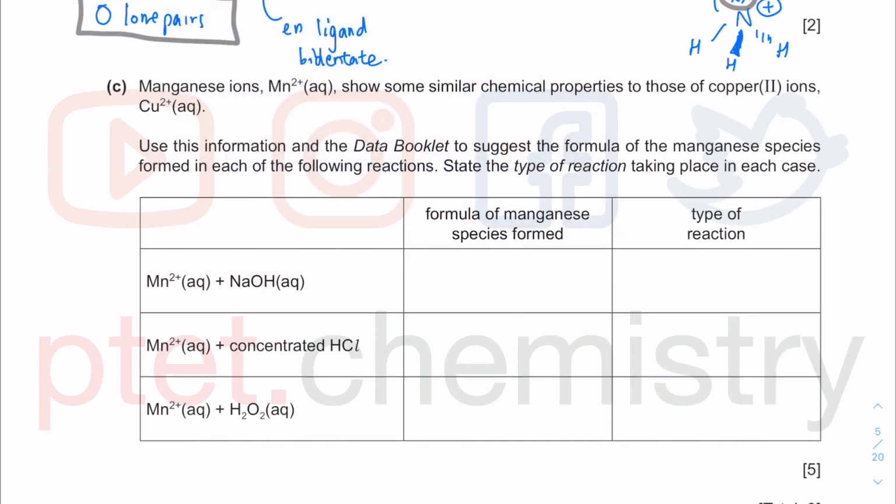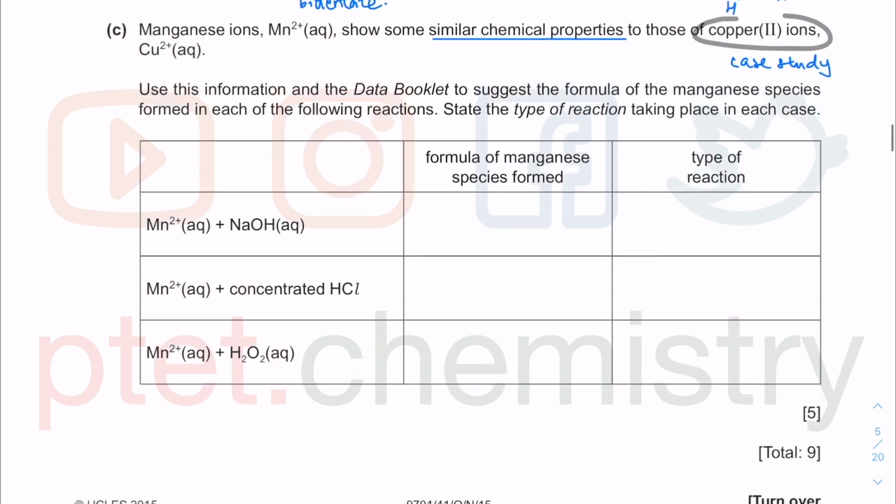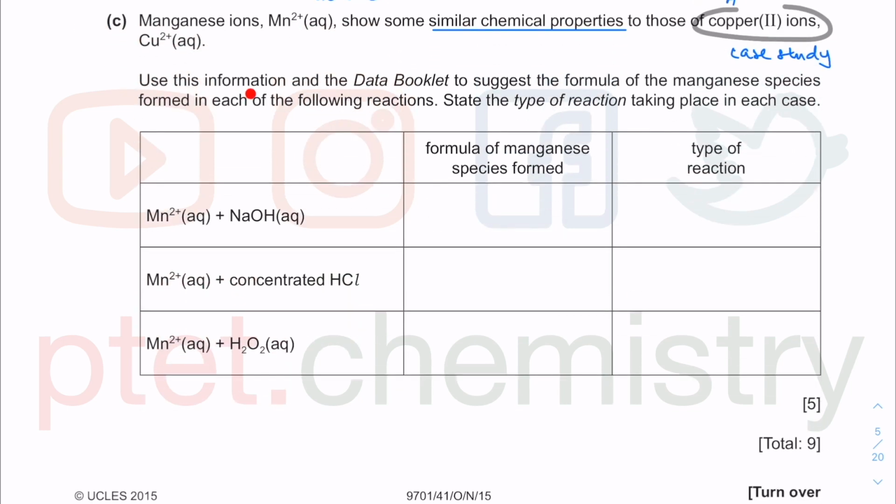Part C, the very last bit of this 9-mark question. So we have manganese ions that can show similar chemical properties to those of copper-2. So copper-2 is your case study. As you know, reaction with hydroxide, reaction with ammonia, what else? Reaction with ammonia, hydroxide, and chloride as well. So what we have here is: use this information and the data booklet, suggest the formula of the manganese species formed in each of the reactions.